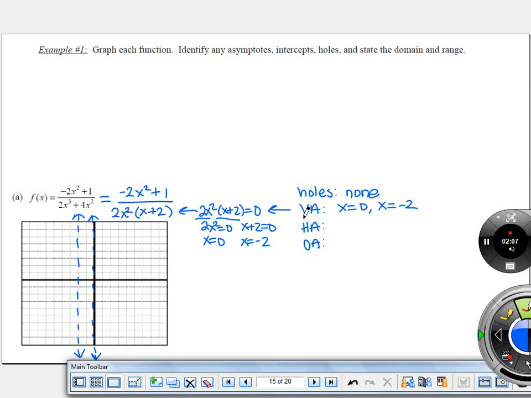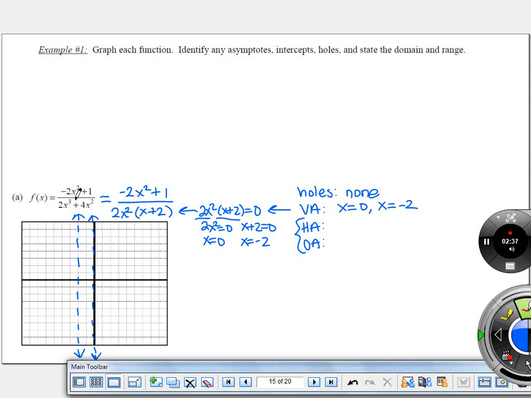Next are horizontal asymptotes or oblique asymptotes. I say or because remember, we'll have one or the other. Both of these are different from vertical asymptotes. They are supposed to describe the end behavior of the function. If the end behavior of the function is horizontal, then we have a horizontal asymptote. If the end behavior of the function is not horizontal, then we have an oblique asymptote. And remember that we said we would decide this based on the degree of the numerator versus the denominator.